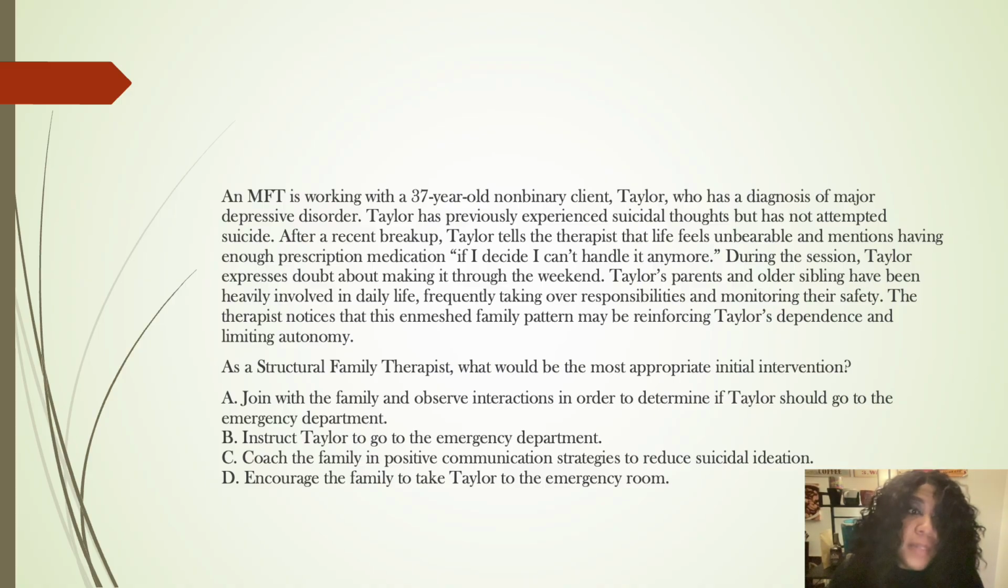Taylor's parents and older siblings have been heavily involved in daily life, frequently taking over his responsibilities and monitoring his safety. The therapist notices that the enmeshed family pattern may be reinforcing Taylor's dependence and his limited autonomy. Now, we've got a lot of stuff that's going on in that question, right? As a structural family therapist, what would be the most appropriate initial intervention that you are going to do?